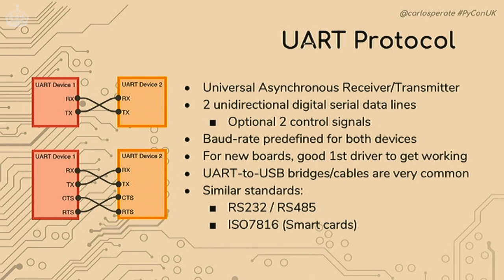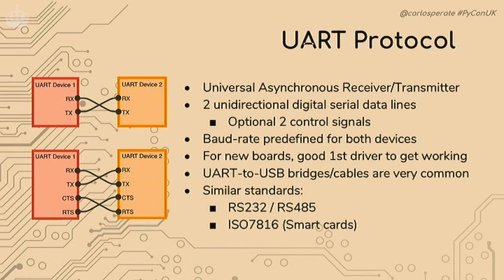The first one is UART. It stands for Universal Asynchronous Receiver Transmitter. Basically, you have 2 devices, and you connect two cables in between them. These data signals are unidirectional digital serial data lines. What that means is that the data flows in one direction, one bit after another. The baud rate is the frequency at which the data is being transferred. And in this case, it's the system designer that has to configure it. So it is your task to make sure that both devices are configured the same way.